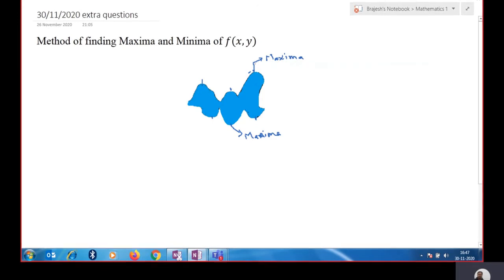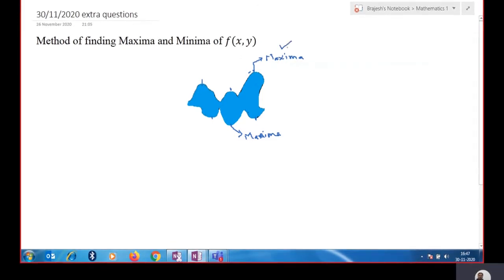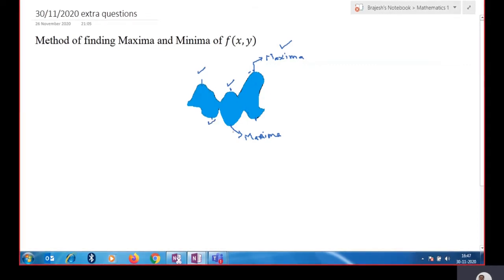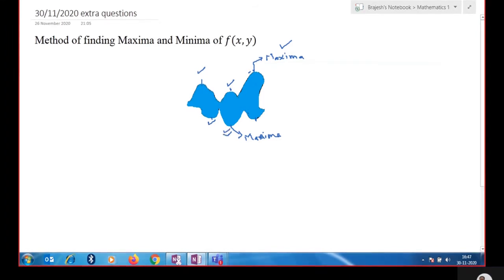These are all the maximum points here and these are all the minimum points. But among all three, you can see this is the top value, so this is known as the global maxima. And this is the local maxima. This is also a local minima. This is the lowest among all three, so it is a global minima, and this is the local minima.